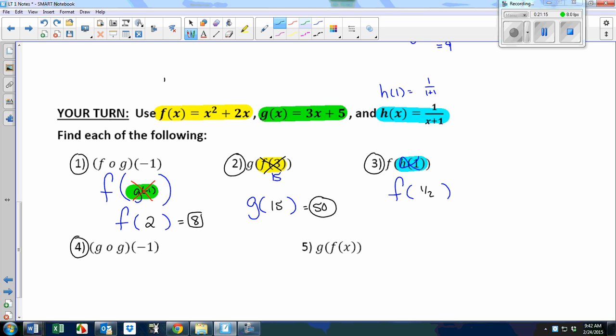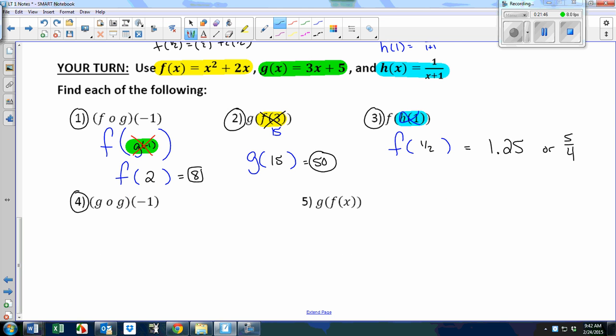If you take f and plug in a half, you get a half squared plus 2 times a half. And mental math, you might be able to do that. What's a half squared? It's 1/4. What's 2 times a half? 1. So 1/4 plus 1 is 1.25. So you can either write 1.25 or the fraction is 5 over 4.